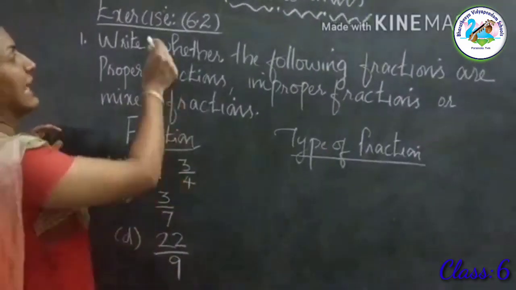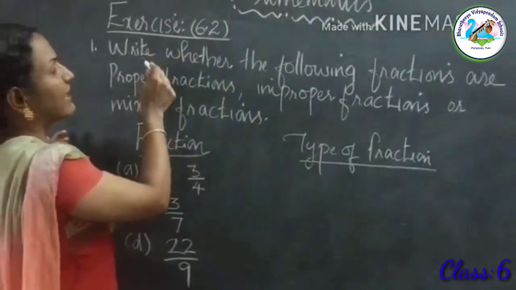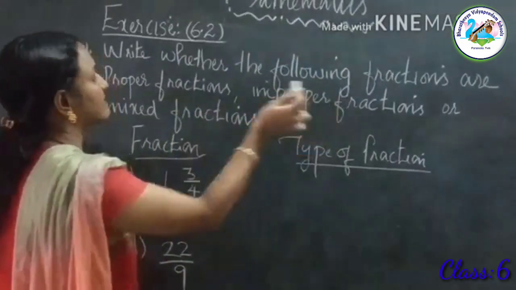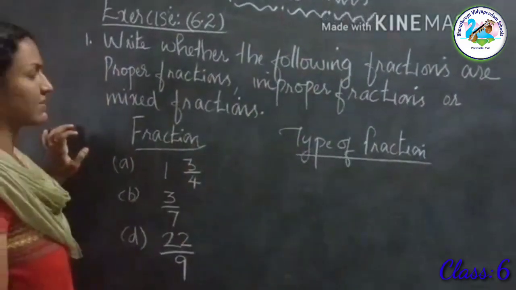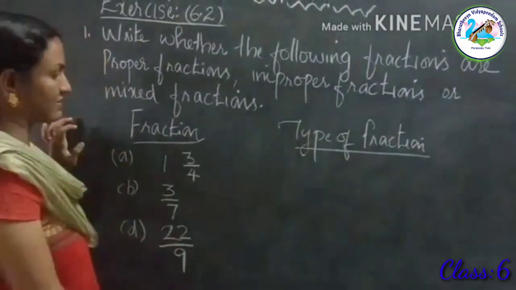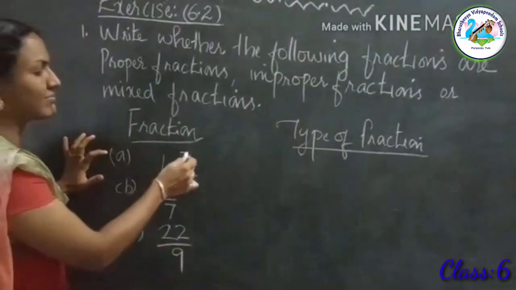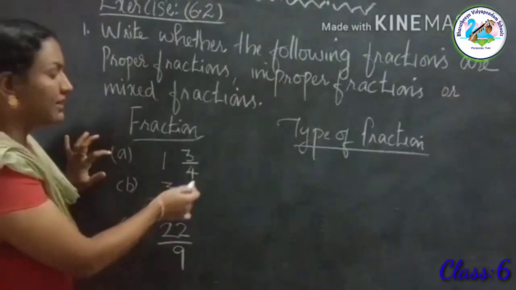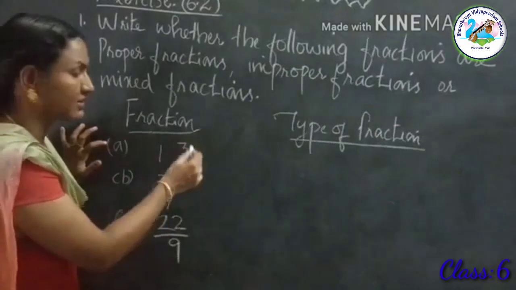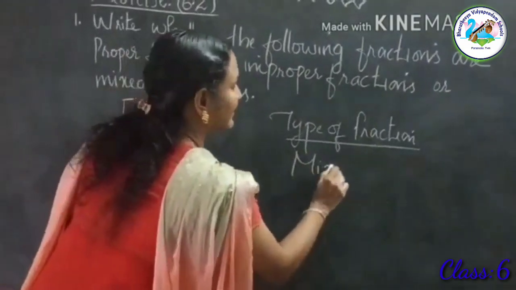Next, we shall discuss exercise questions. First problem from exercise 6.2. Write whether the following fractions are proper fractions, improper fractions, or mixed fractions. Some fractions are given, and you have to write the type of fraction: proper, improper, or mixed. First one, option A, 1 3 by 4. So it is a combination of a whole number and a proper fraction. So it is called a mixed fraction. Mixed.